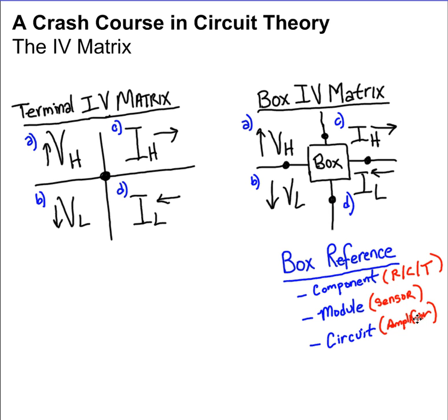Welcome back to a crash course in circuit theory. In this video, we're going to analyze a single source network and also a multiple source network based on the IV matrix theory. As you recall, we have four options. I have labeled those options A, B, C, and D for easy reference. A and B representing the voltage characteristics, C and D representing the current characteristics.